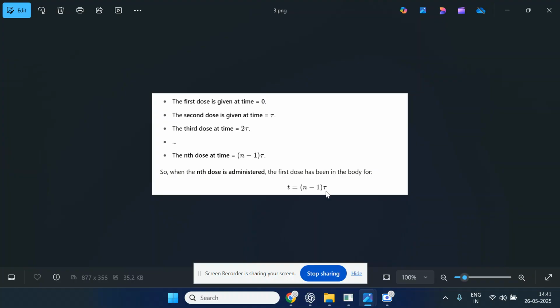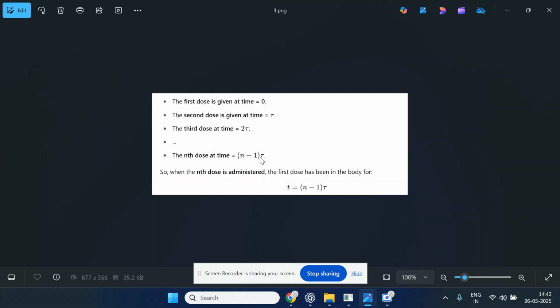So when the nth dose is administered, the drug that was given in the first dose is in the body for n minus 1 into capital T. Why does this n minus 1 come? Because if you see the number of doses, the third dose is given at 2T time, the second dose is given at capital T time. So the nth dose is given n minus 1 into capital T after the first dose was administered.